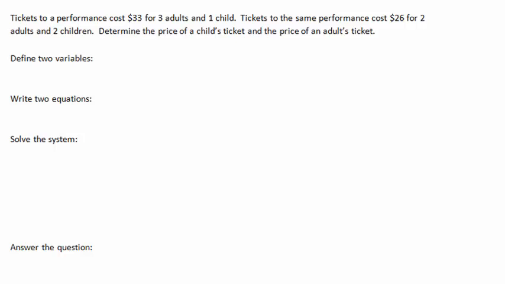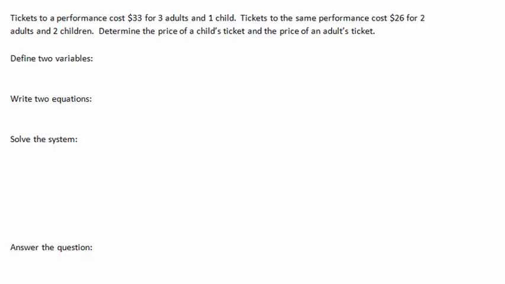Here we have tickets to a performance that costs $33 to take 3 adults and 1 child. The same performance would be $26 if you take 2 adults and 2 children. They want us to determine the price of a child's ticket and then the price of an adult's ticket. They ask you to go through this step by step, first of all defining 2 variables.